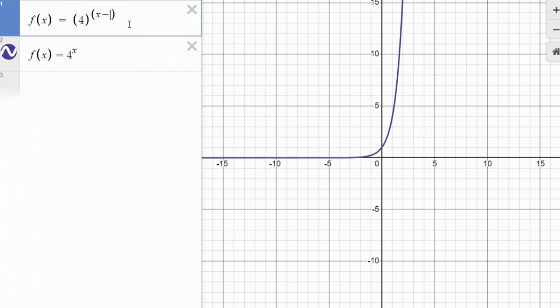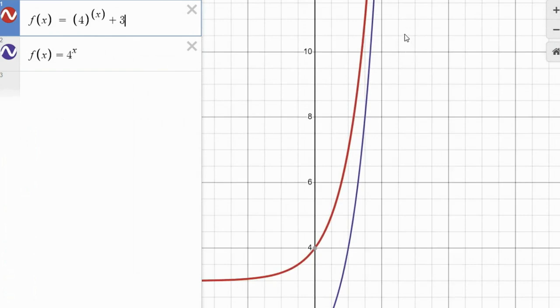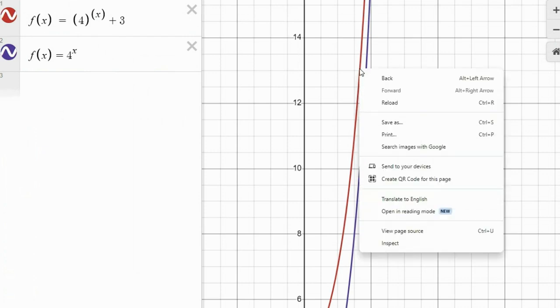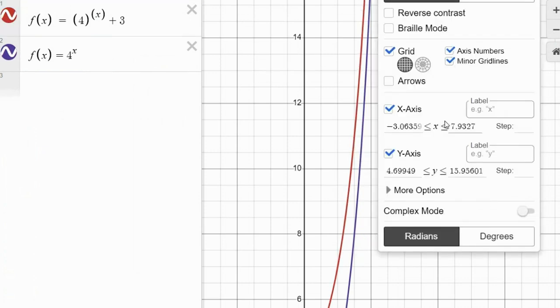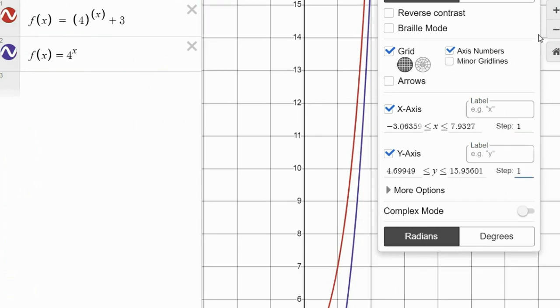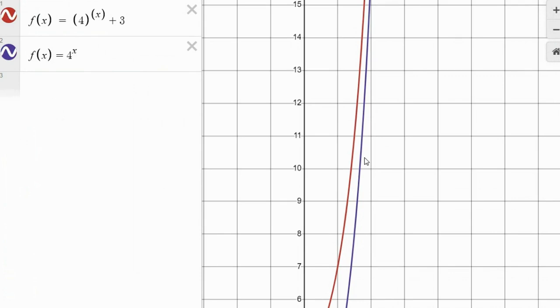Okay. And then we talked about that number on the end, plus 3. Every point's gone up 3. Kind of hard to see over here on the right, but if we zoom in, this point used to be right here, now it's up 3 right up here. I don't like all these little minor lines in here. Let's do this by ones so it's easier to see. So yeah, this value right here.